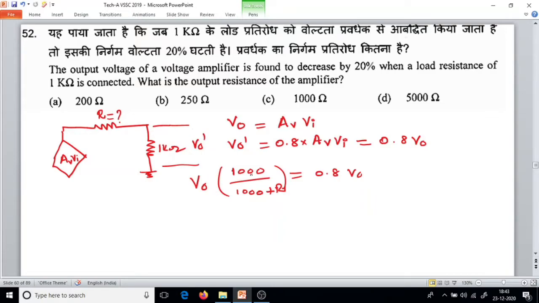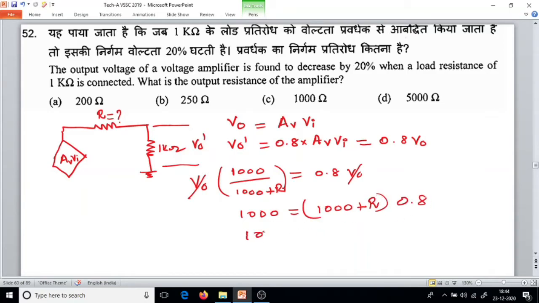Same V naught I am putting there, and then we have connected a load. So this is the output. Now V naught cancels. Now 1000 equals 1000 plus R multiplied by 0.8.